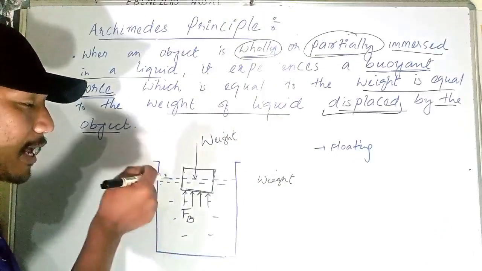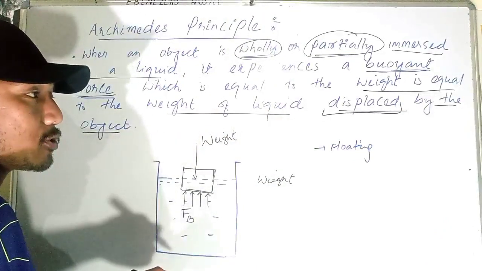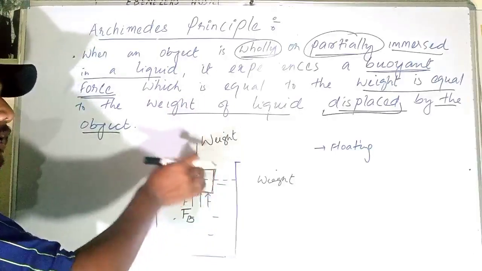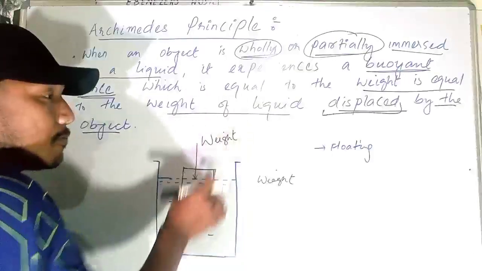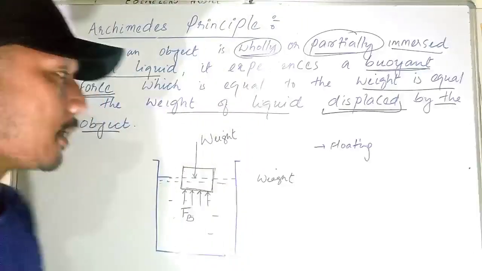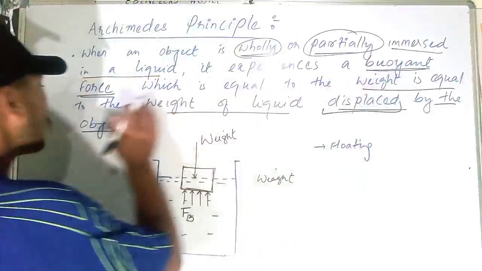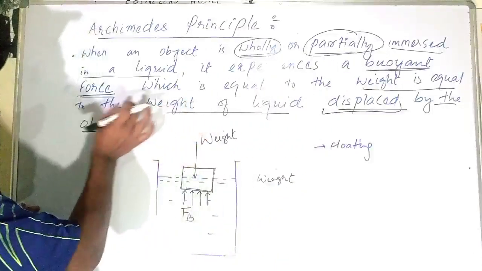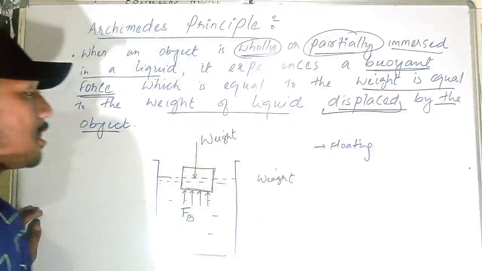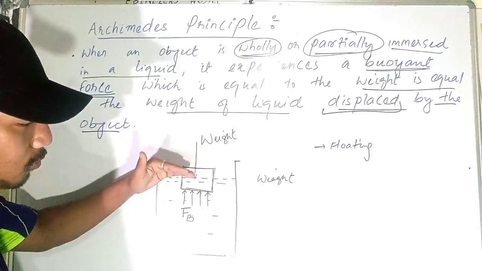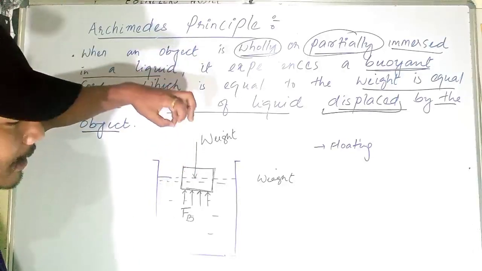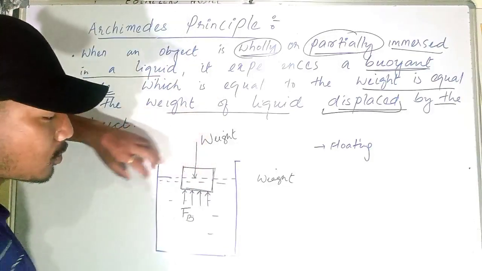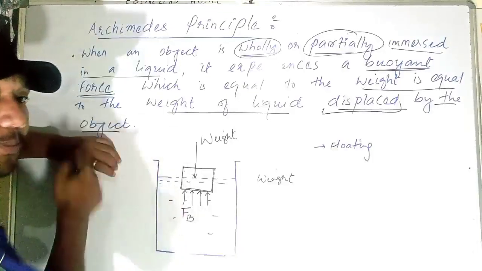The buoyant force is equal to the weight of the liquid displaced by the object. So whenever you put the object into the water, the more of the object you submerge, some water will get displaced; it will get removed.